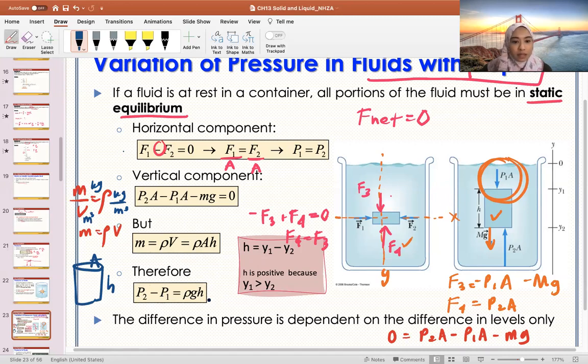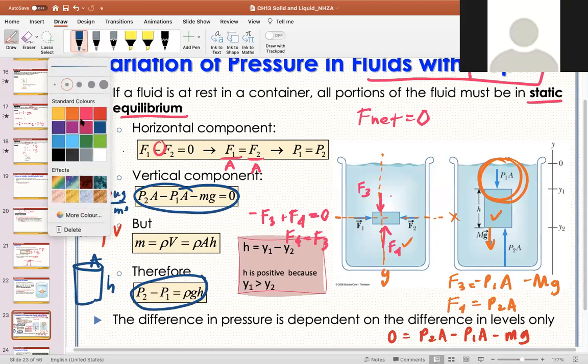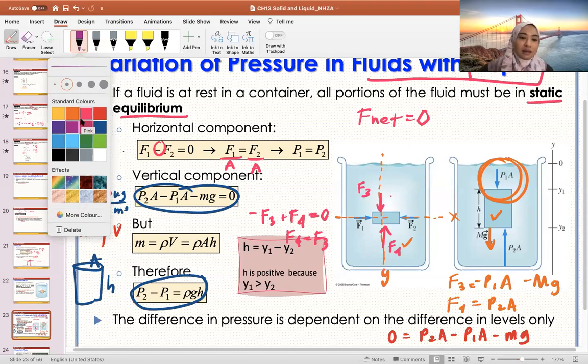Now, where did the A disappear? We had A in this equation. Now we have this guy. Where did our A disappear? Anyone? Where's my phone? Is everyone okay? Are you guys still following me? Senyap je. Yes, doctor. Okay. So where did the A disappear? Okay, let's talk about that.